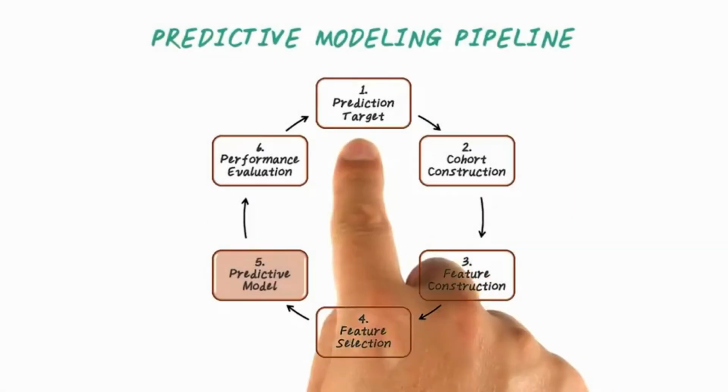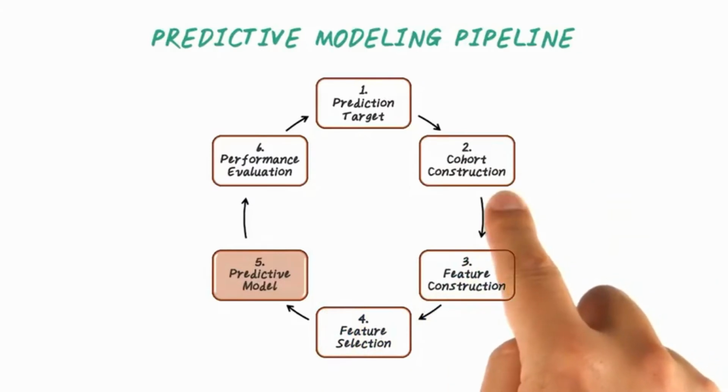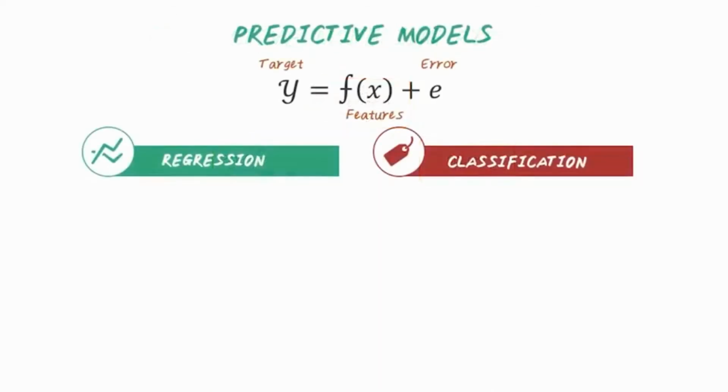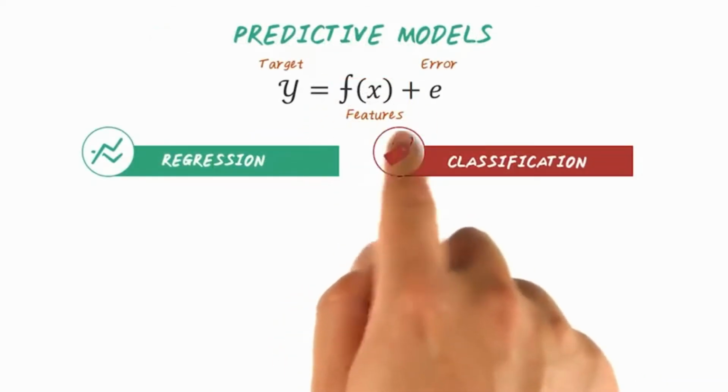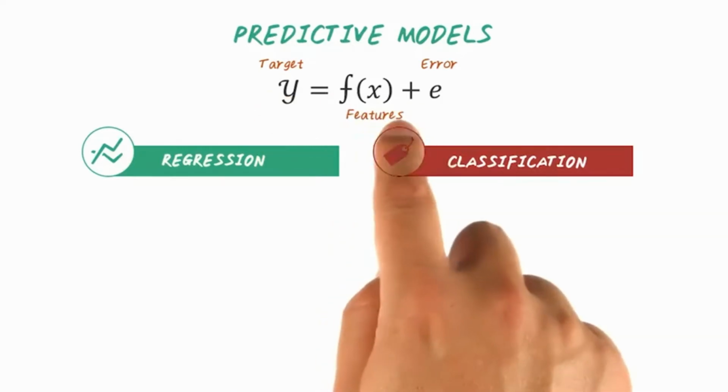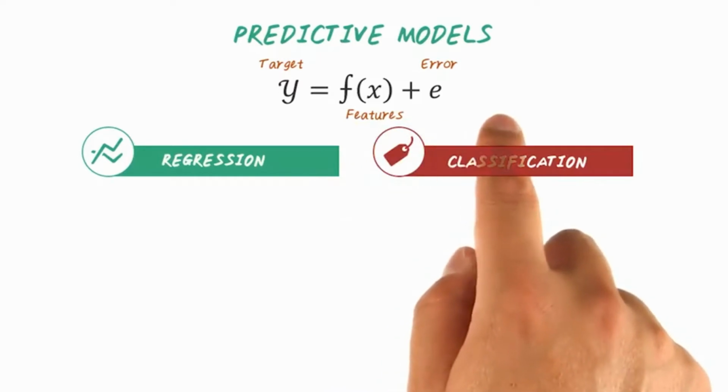Next, let's see how we make the prediction. A predictive model is the function that maps the input features of the patient to the output target. For example, if we know a patient's past diagnosis, medication, and lab results, and if we also know this function, then we can assess how likely the patient will have heart failure.